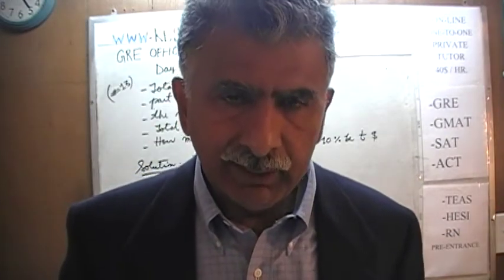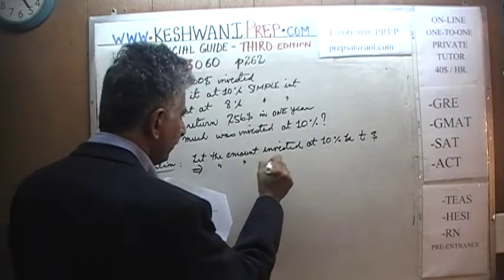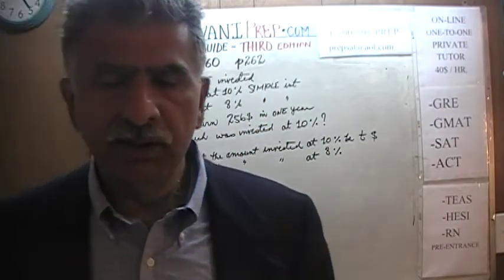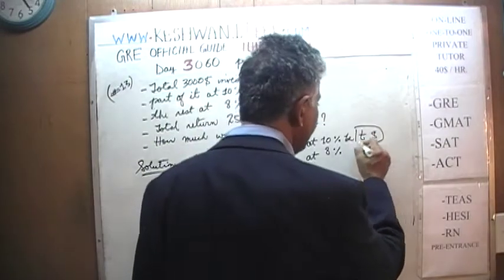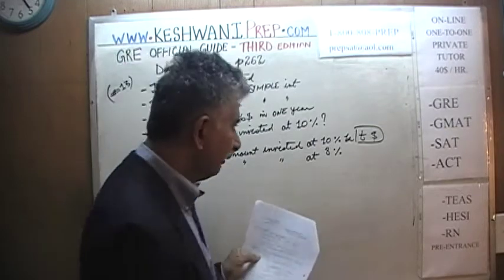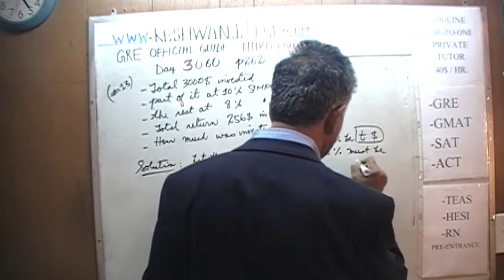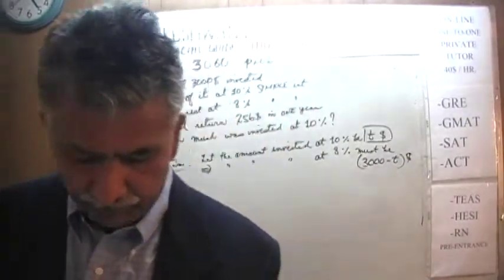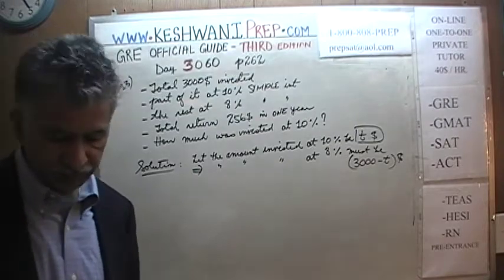If T dollars was invested in the account that yielded 10%, that in turn implies that the amount that we must have invested in the account that yielded only 8% must be whatever was left over after we put the money in the first account that gave us 10%. And we invested T dollars in it. So in the second account that yielded 8%, we must have invested whatever was left over from $3,000, which is 3,000 minus T. Again, the amount invested at 8% must be 3,000 minus T, because T dollars are invested in the first account.